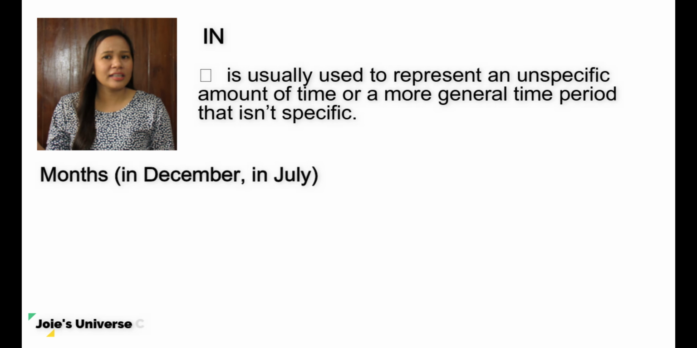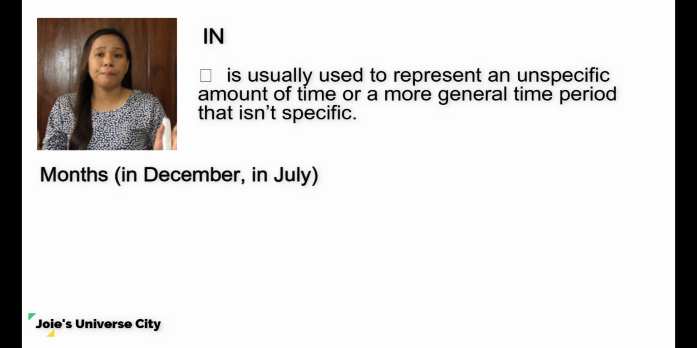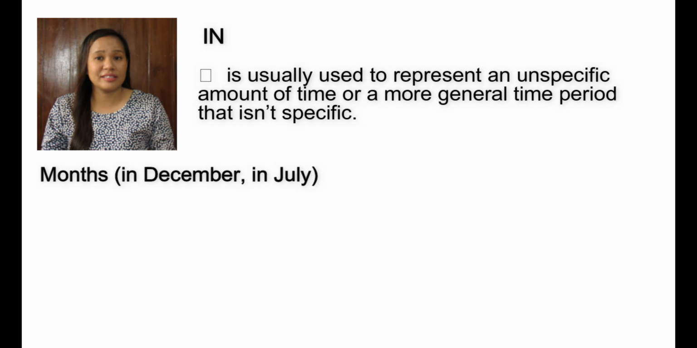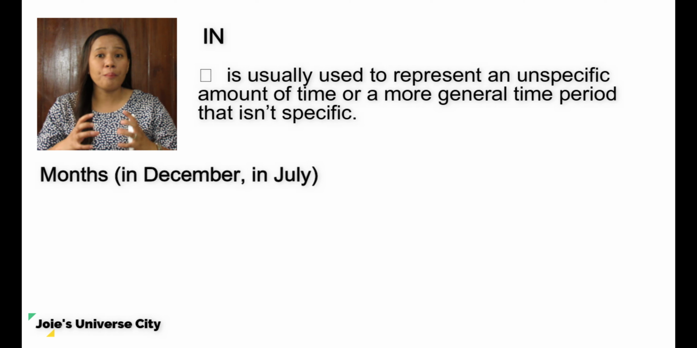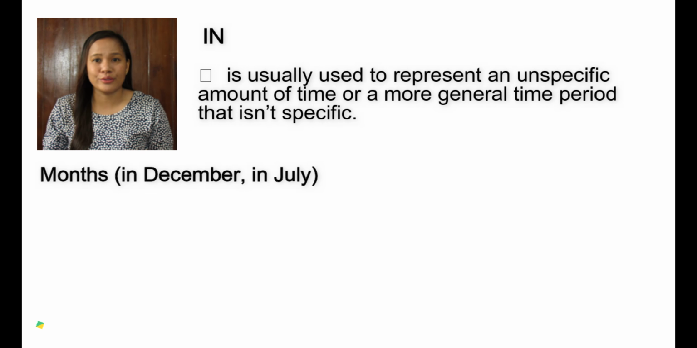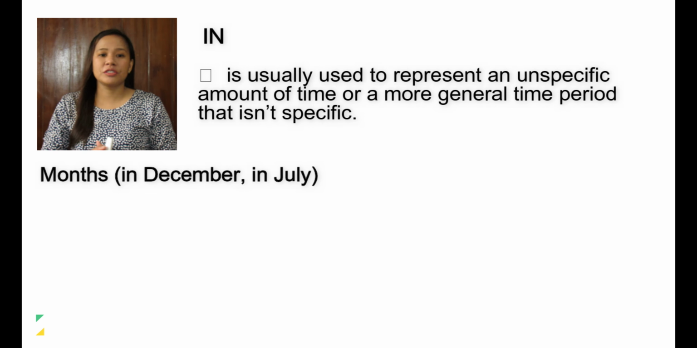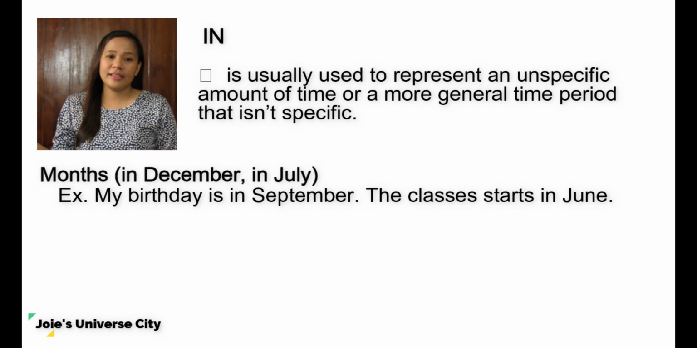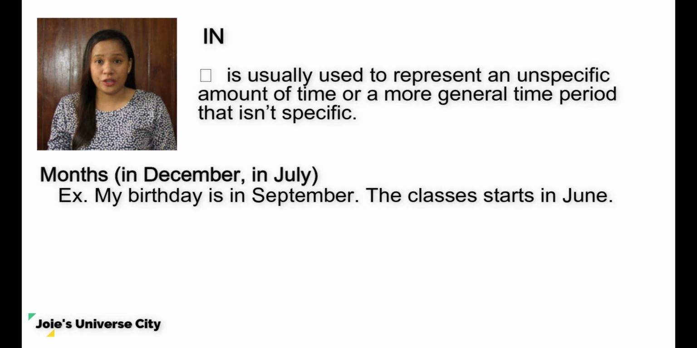Okay? Bakit in ang ginagamit natin when we are talking about months? Kasi walang specific period of time. Walang specific date. Walang specific time. So, ibig sabihin kasi ng in December, sa loob ng December, isa sa mga araw ng December, but the day is not specified. That's why you make use of in. So, example, we would say, my birthday is in September. The classes start in June.